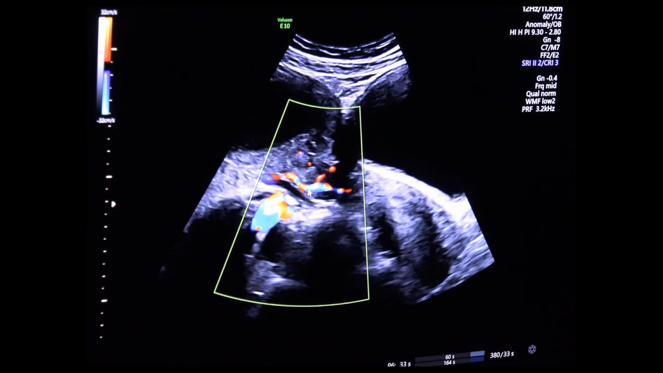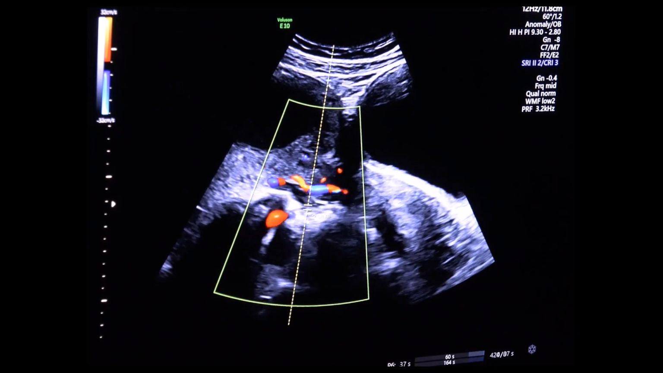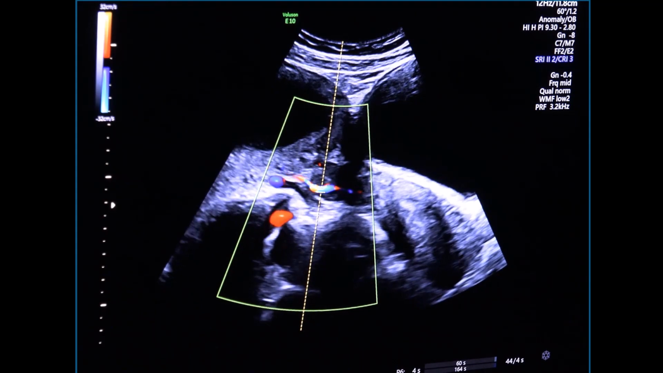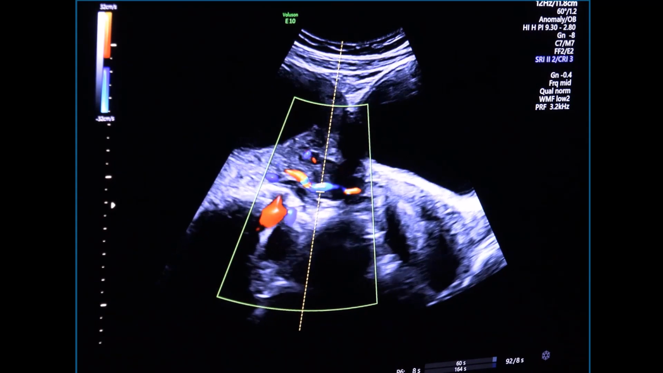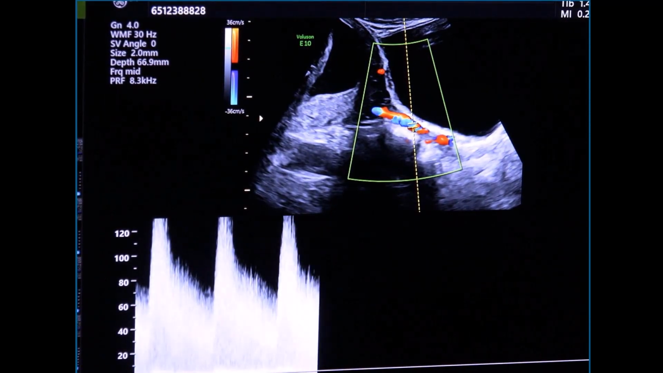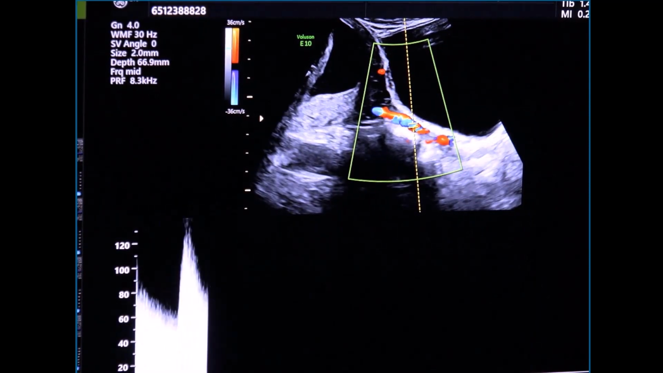So I go about a centimetre below to here, and I'm going to place my gate, making sure that the diameter of the gate fills the whole vessel. Your angle of inclination should be anything between 5 and 50 degrees. Adjusting my baseline.